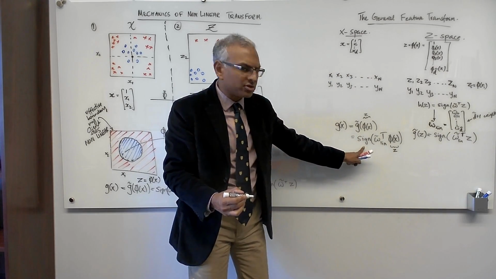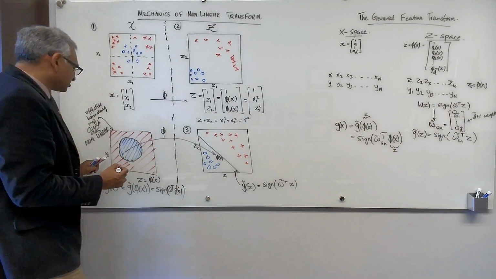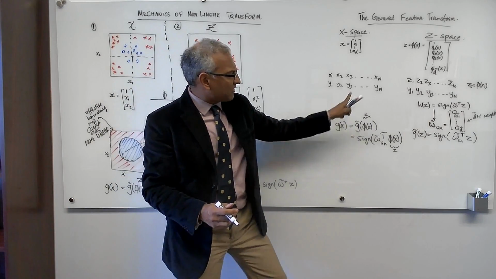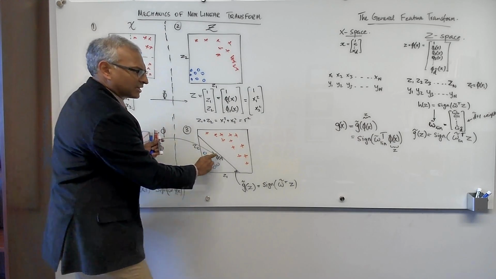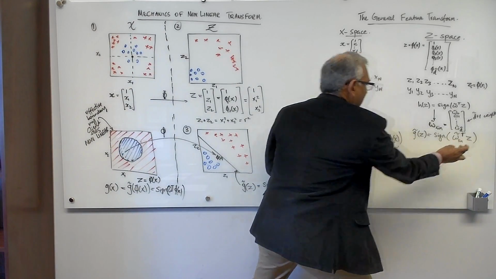And this final hypothesis corresponds exactly to this process. So if you give me X, I first compute phi of X. That pumps that data point into my new space. I first compute phi of X, and then I apply this classifier.